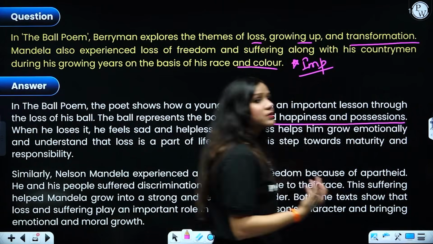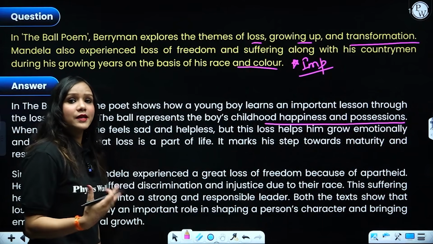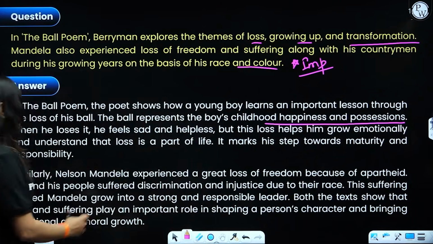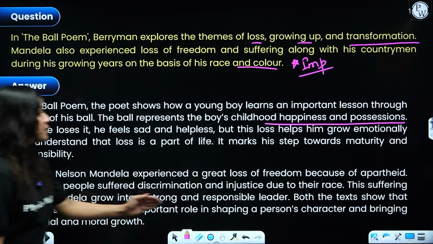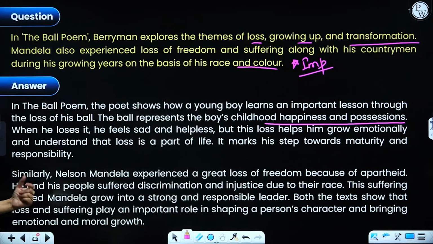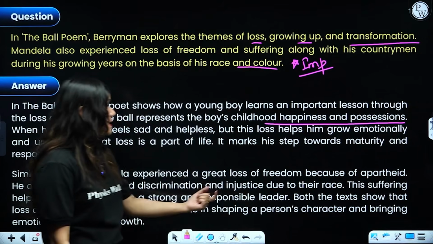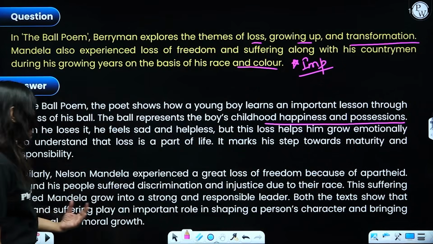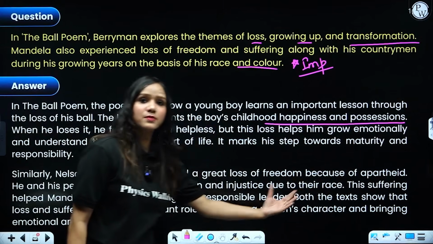So same is the case with Mandela. Just because they did not enjoy basic rights, they did not have freedom of speech, what happens? So Nelson Mandela experienced a great loss of freedom just because of apartheid. He and his people suffered discrimination and injustice due to their race, right? So the suffering helped Mandela grow into a very strong and responsible man, right?